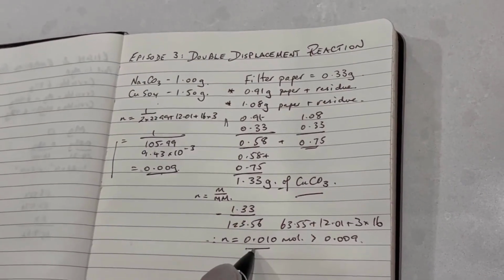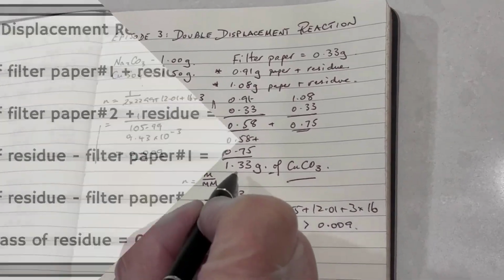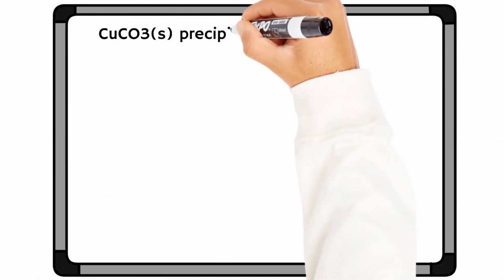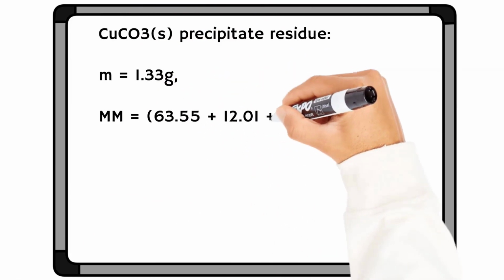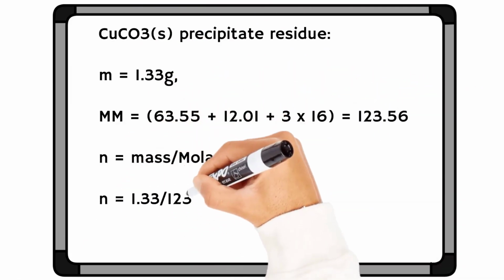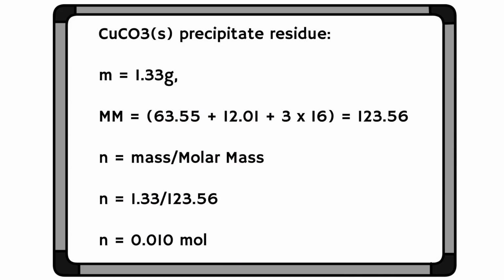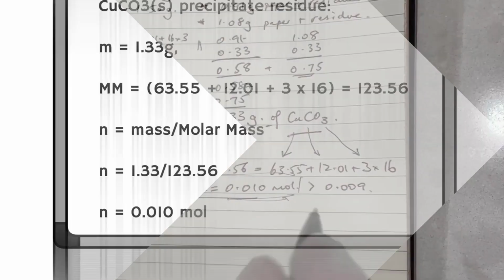So what we've recovered when I do the calculation over here, and to do this particular calculation I need my periodic table. I've got the molar mass of copper is 63.55, the molar mass of carbon is 12.01, and then I've got 3 oxygens, so I've got 3 lots of 16. So I add these together and I get a molar mass of 123.56. And then I have my mass divided by the molar mass, which in this case I've worked out to be 1.33 grams of the residue divided by the molar mass to give me a final number of moles of 0.01 moles.